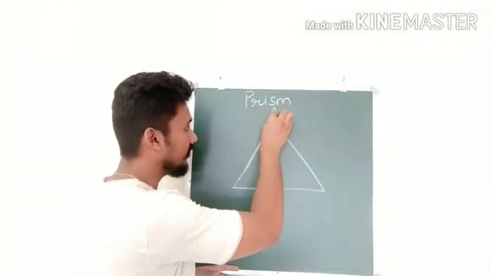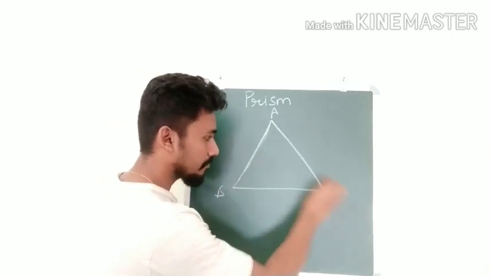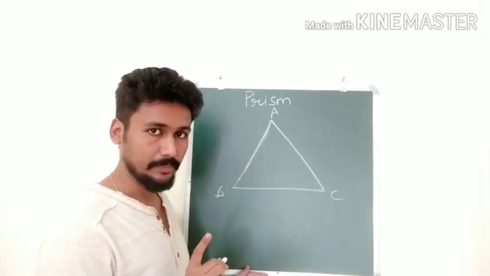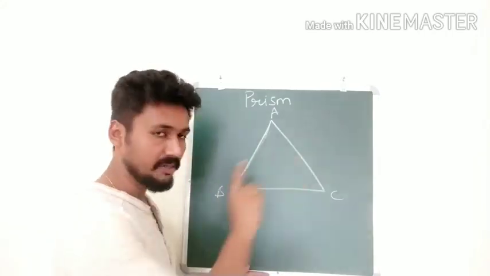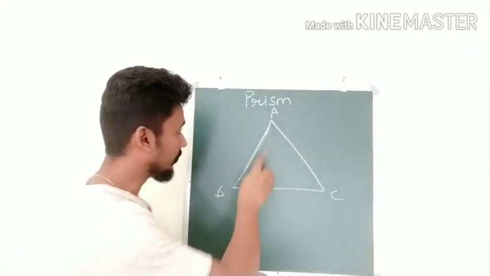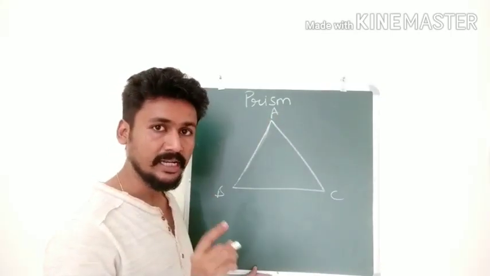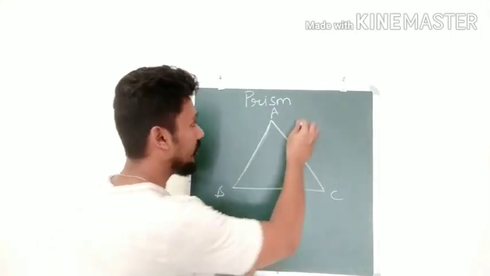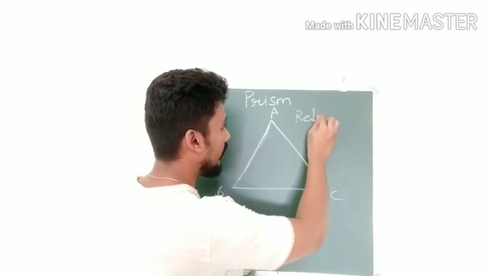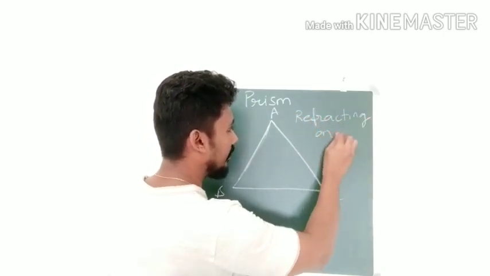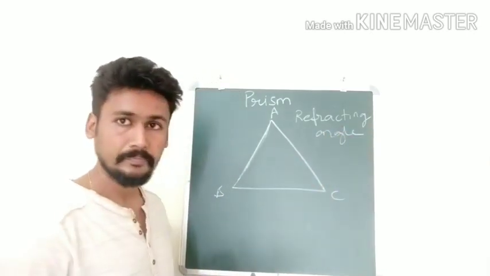This cross section we will name A, B, C. The part BC we will call the base of the prism. Remember, BC will be the base of the prism. Then you will see an angle over here. This angle A is called the refracting angle. I will write it here. So A is called the refracting angle of the prism.